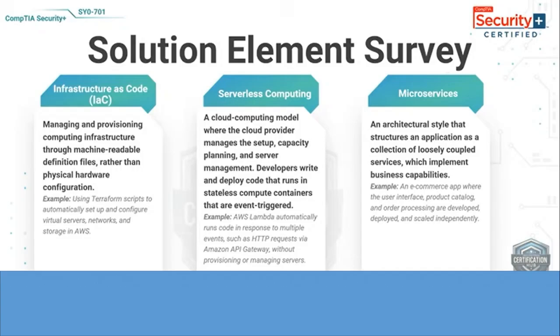Solution element survey. Infrastructure as code (IaC) is there, serverless computing is also, and microservices. So first, if we talk about infrastructure as code, which is IaC, it is managing and provisioning computing infrastructure through machine-readable definition files rather than physical hardware configuration. We use, in this case, a Terraform script to automatically set up and configure virtual servers, networks, and storage in AWS.